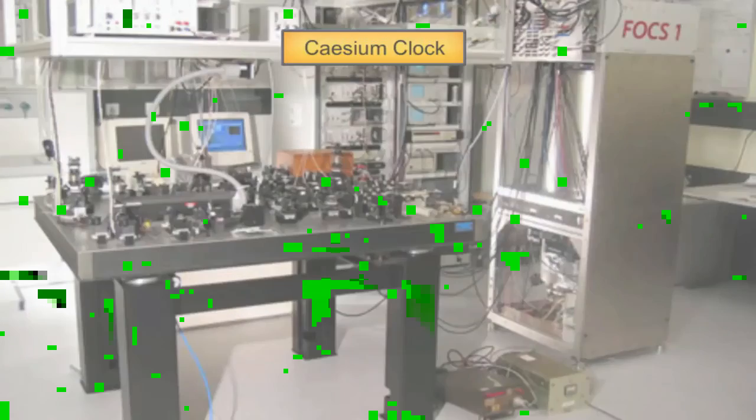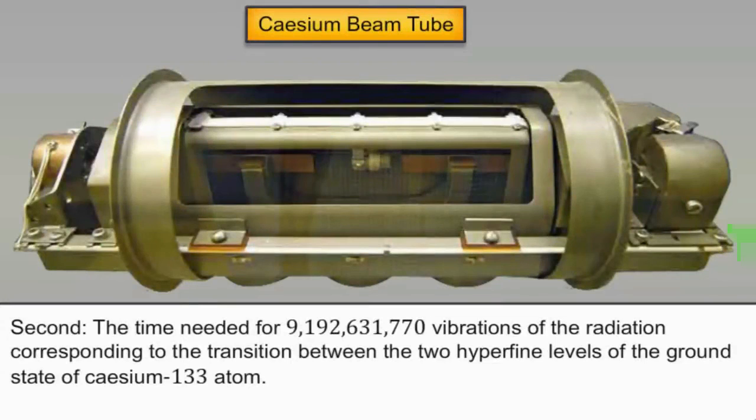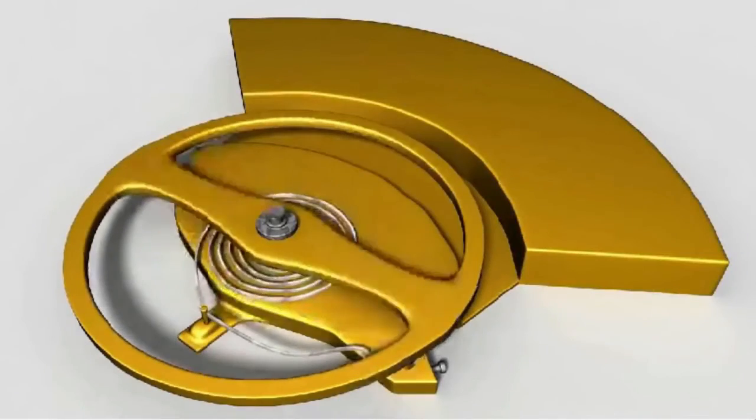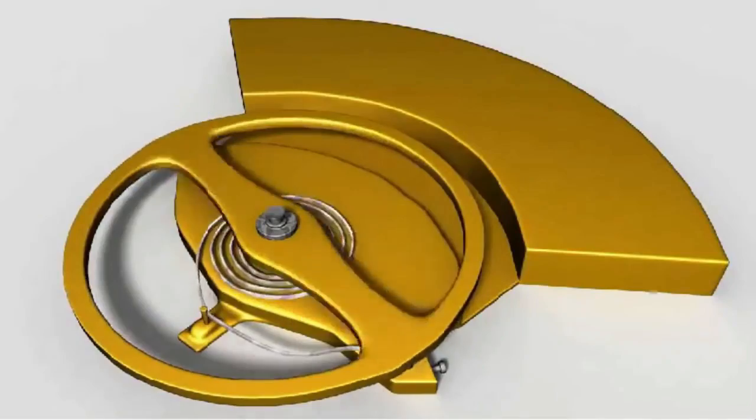In a cesium clock, the second is taken as the time needed for 9192631770 vibrations of the radiation corresponding to the transition between the two hyperfine levels of the ground state of cesium-133 atom. The vibrations of the cesium atom regulate the time shown by this atomic clock, just as the vibrations of a balance wheel regulate the time shown by an ordinary wristwatch.